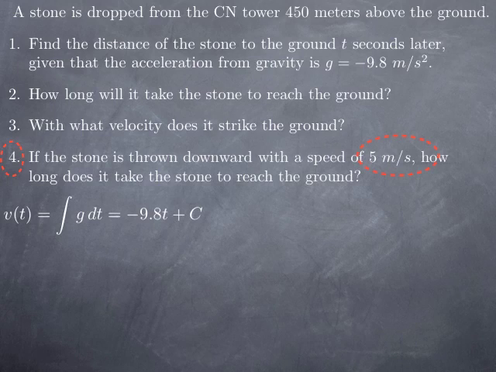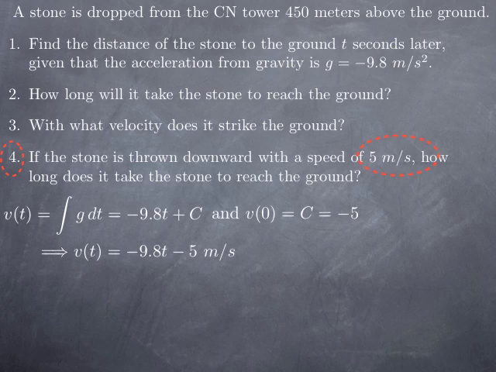The only difference is that now, at time t equals 0, the velocity is not 0, because we don't just drop the stone, we throw it down. We throw it downwards, so that's in the negative direction, so the initial value of the velocity is negative 5 meters per second. And that means c has to be negative 5, so the velocity function is negative 9.8 t minus 5.